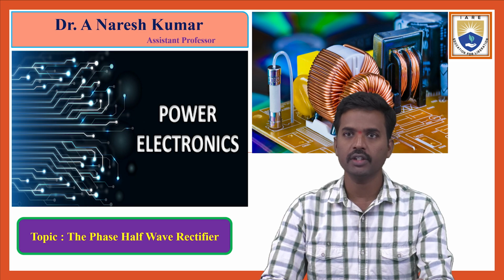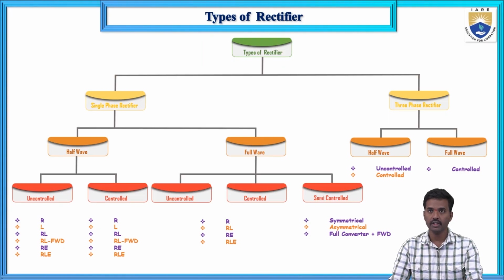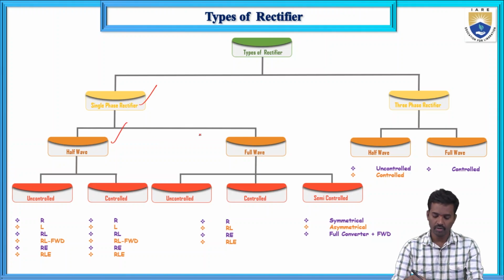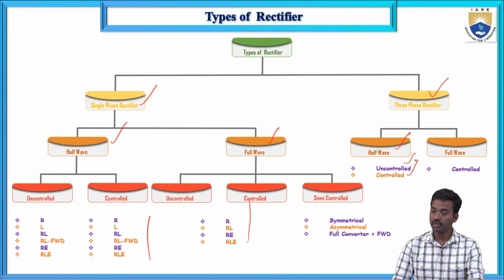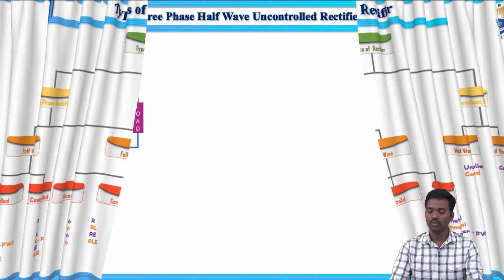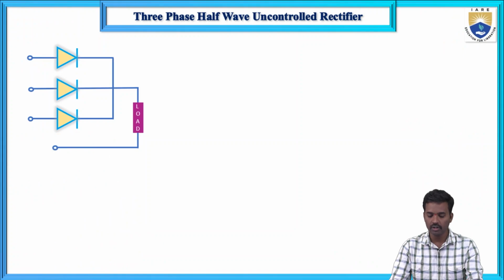Today we are going to have a discussion on the three-phase half-wave controlled rectifier and uncontrolled rectifier. Here is the classification. We have already discussed the single-phase half-wave controlled rectifier and full-wave controlled rectifier with these loads. Today we will discuss the three-phase half-wave controlled and uncontrolled rectifier with R load and RL load.